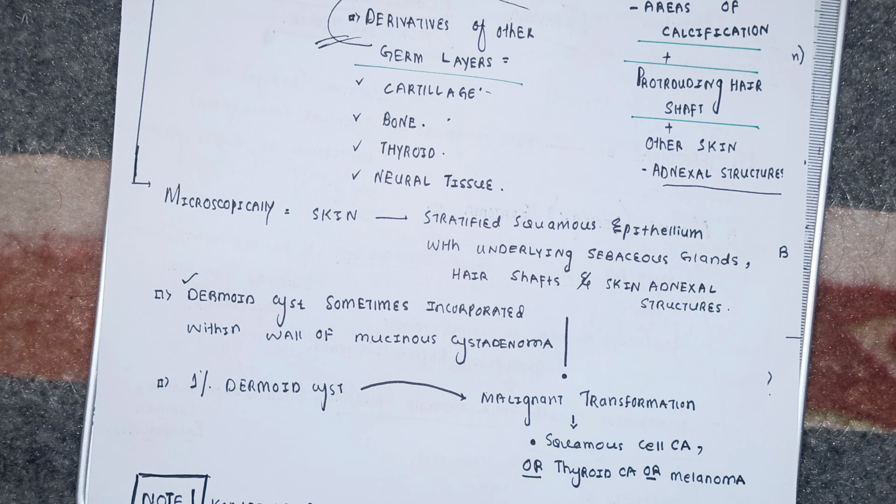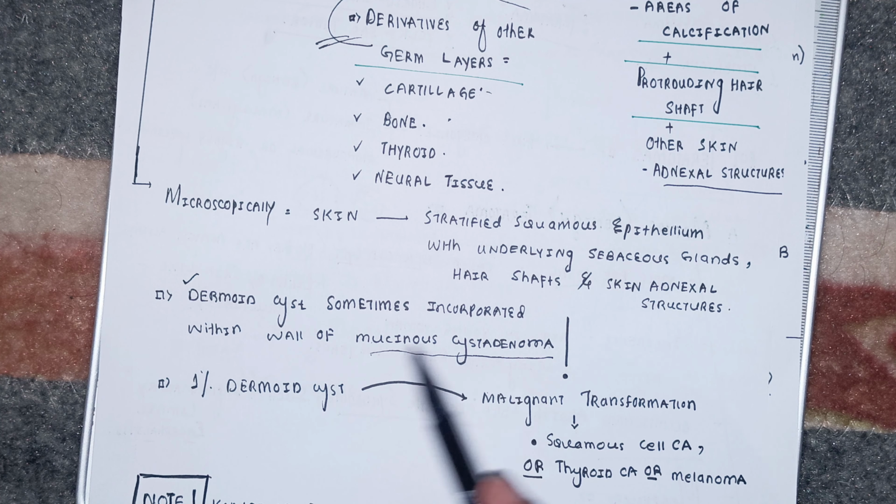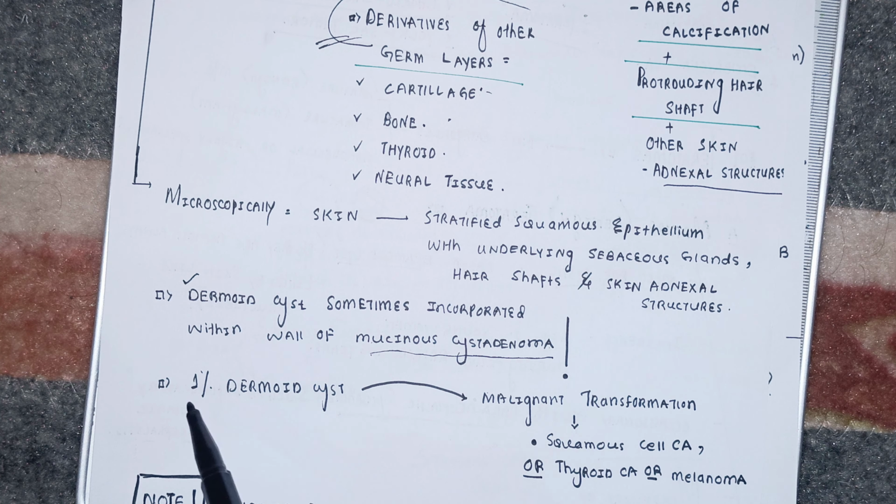So if you have an ovary and on that ovary you develop this mucinous cystadenoma, if you already have this tumor present, it is very possible that another tumor comes on top of this tumor, that is your dermoid cyst, and this is actually your benign teratoma, right? And only 1% of the dermoid cyst show the malignant transformation, that is, they develop into the malignant condition from the benign tumor.